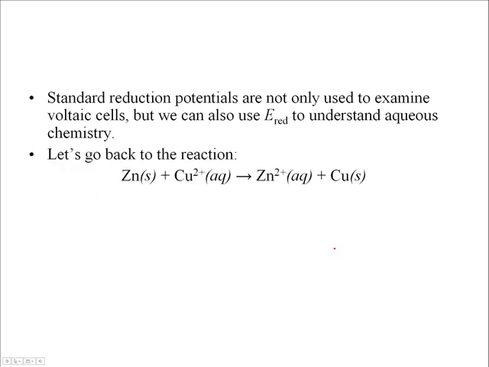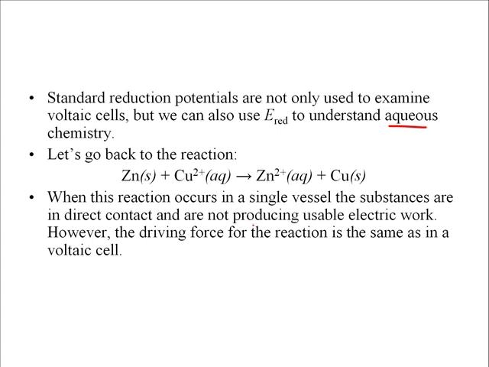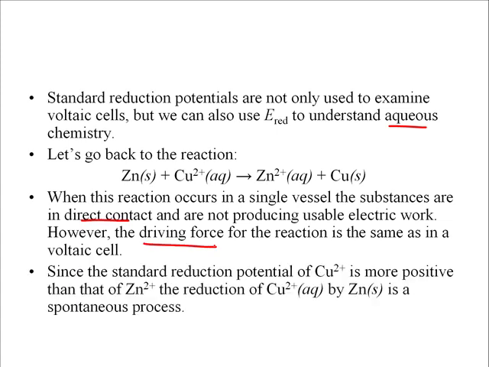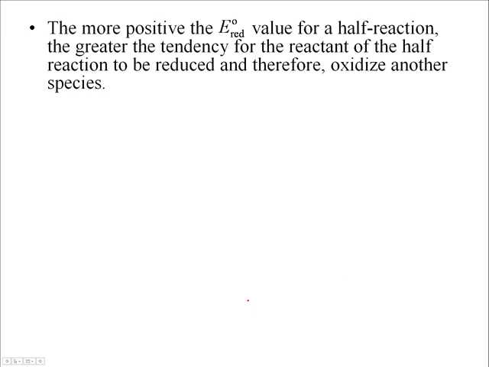Okay, we can also use this to understand a little bit about aqueous chemistry. When this reaction occurs in a single vessel, the reactants are in direct contact with each other. They are not actually producing usable electrical work, but the driving force is the same. The potential energy is higher in the zinc than in the copper. Because the standard reduction potential of copper is more positive than zinc, the reduction of copper by zinc is a spontaneous process. The opposite does not occur. So the more positive the value for the standard reduction potential, the greater the tendency for the reactant of that half reaction to be reduced.